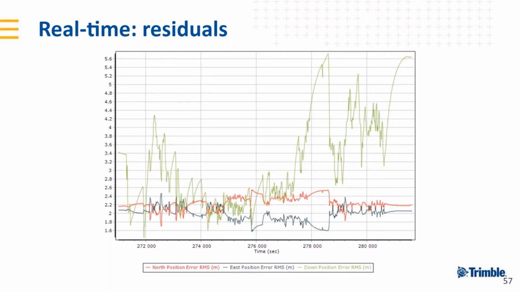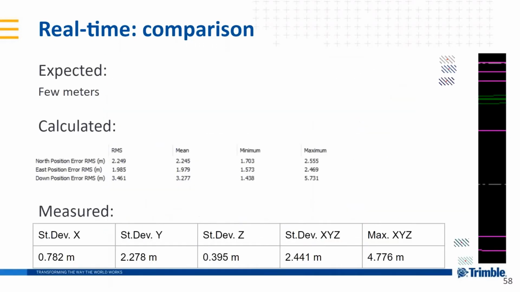We also test the real-time solution. As you can see, the error RMS looks unstable and reaches a few meters. The measured standard deviation is about 2.4 meters. We can see from the trajectory on the right side.